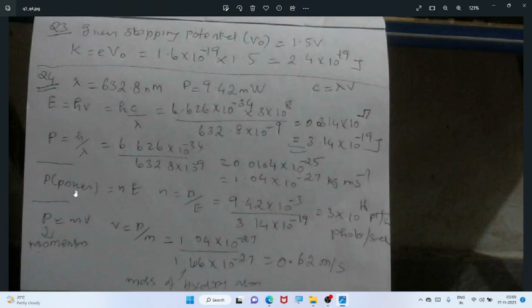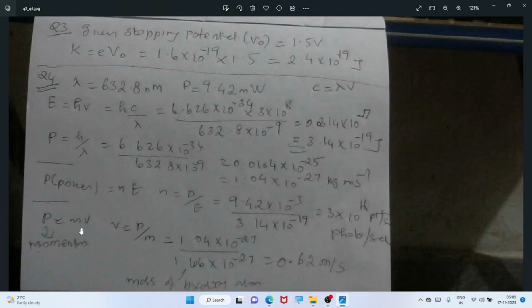Power equal to the number of photons times the energy of the photon. Number of photons equal to power divided by the energy. Power is given, energy we found. Then you will get the number of photons, this many per second.